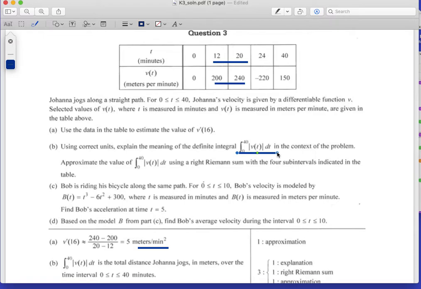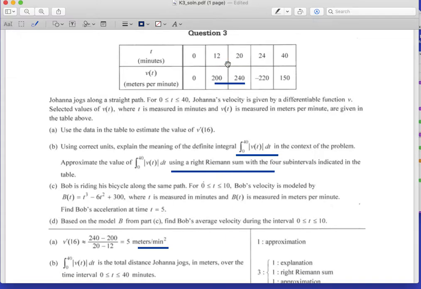So, what are the units on there? Well, the velocity is in meters per minute, so is the absolute value of velocity, but it's meters per minute, don't forget the dt, times minutes, so that's just plain meters. We also need to use a right Riemann sum. Remember, that's rectangular sums with 4 subintervals, right with 4.